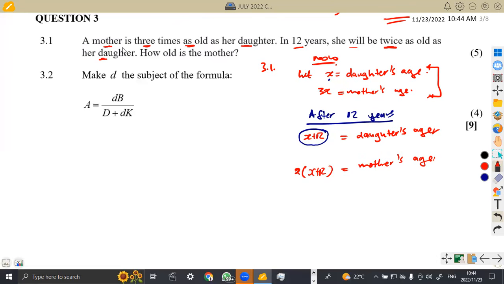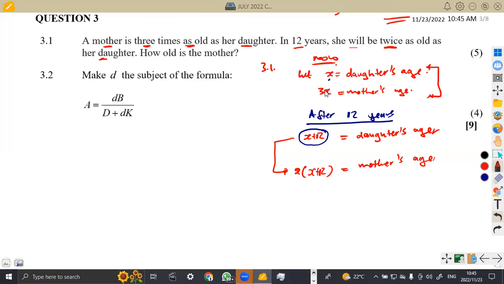Let's say we are to take from the normal consideration, because we want to formulate the equations now. We are given that in 12 years time, the mother is going to be twice as old as the daughter, which means we are formulating an equation to say, if we multiply the daughter's age, it is going to give us the mother's age.